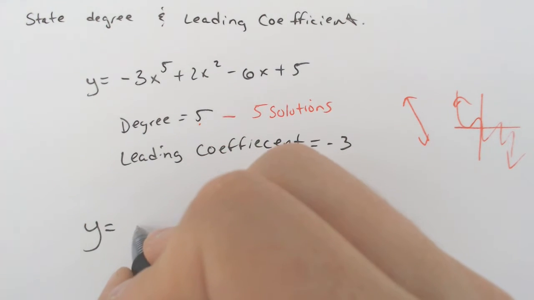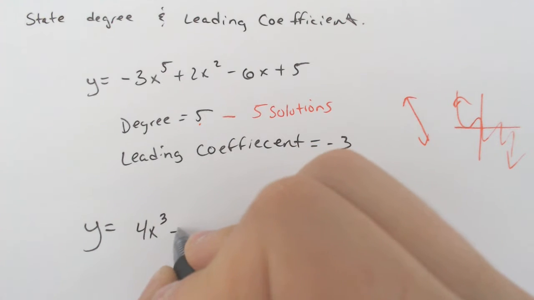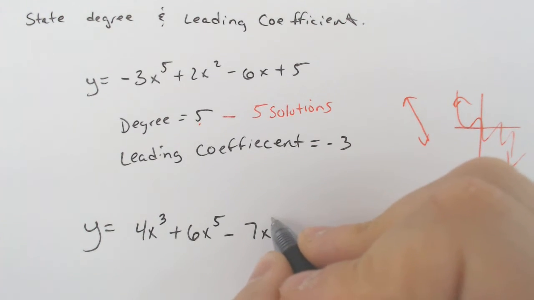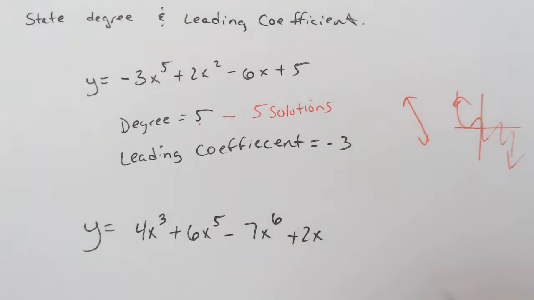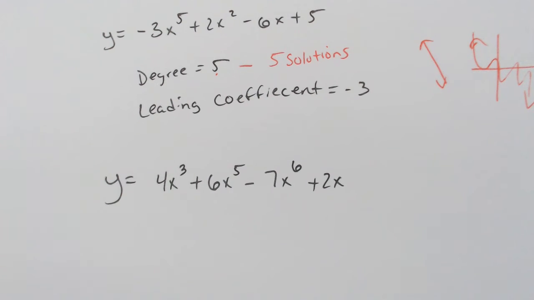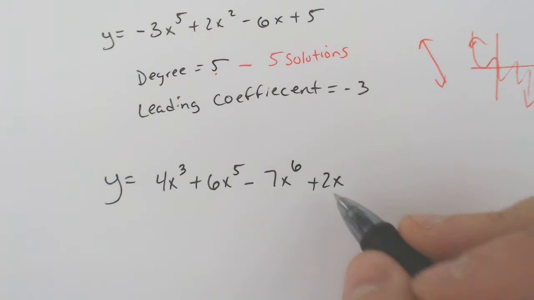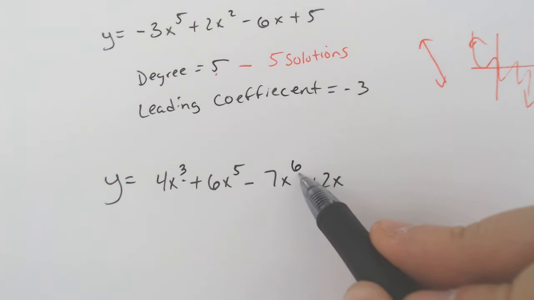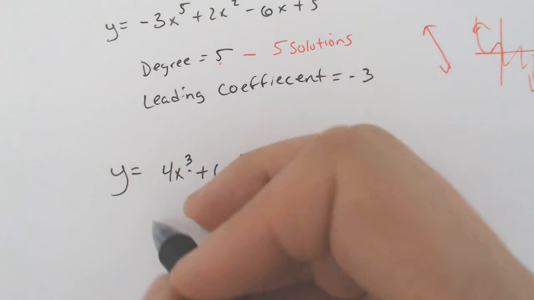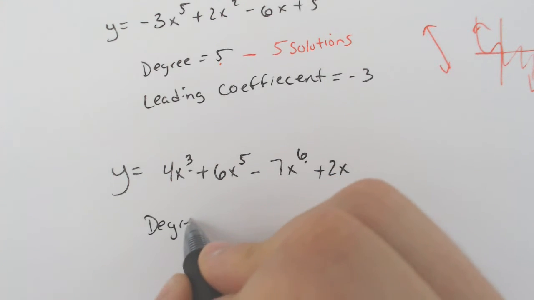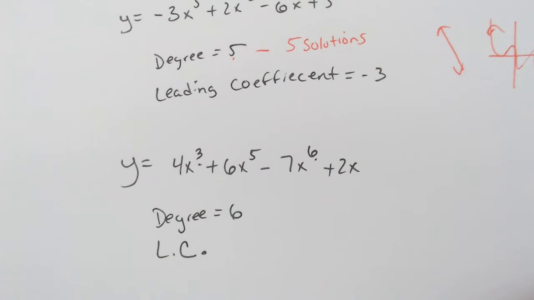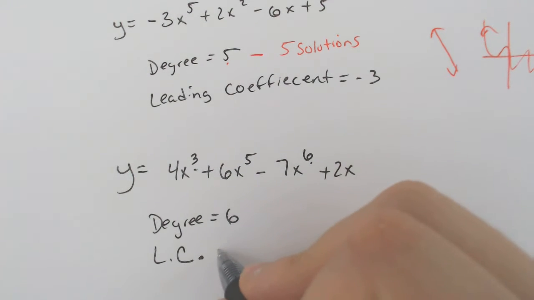Let's say we got y equals 4x to the third plus 6x to the fifth minus 7x to the sixth plus 2x. So in this case, if we wanted to figure out the degree, it would be not 3, but 6, because it's attached to that last number, that 6 right here. So that means the degree is 6, and the leading coefficient, which I am going to abbreviate as an LC, is going to be negative 7.